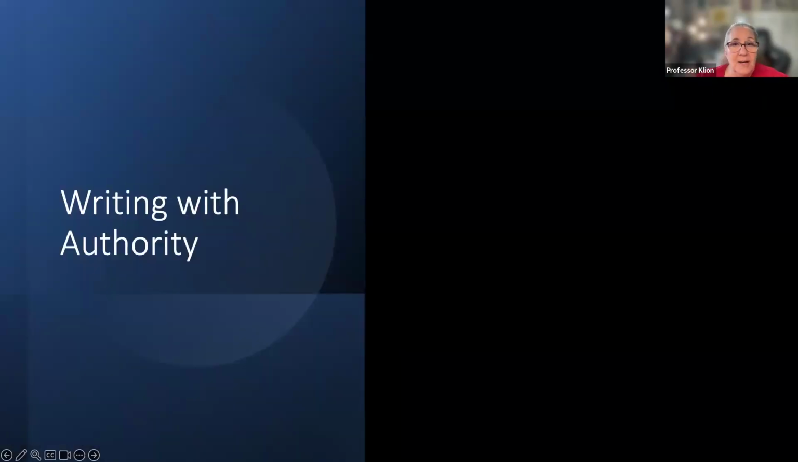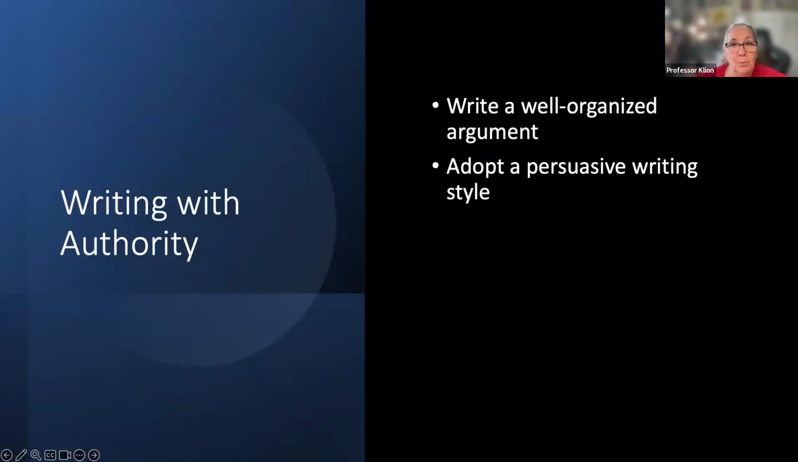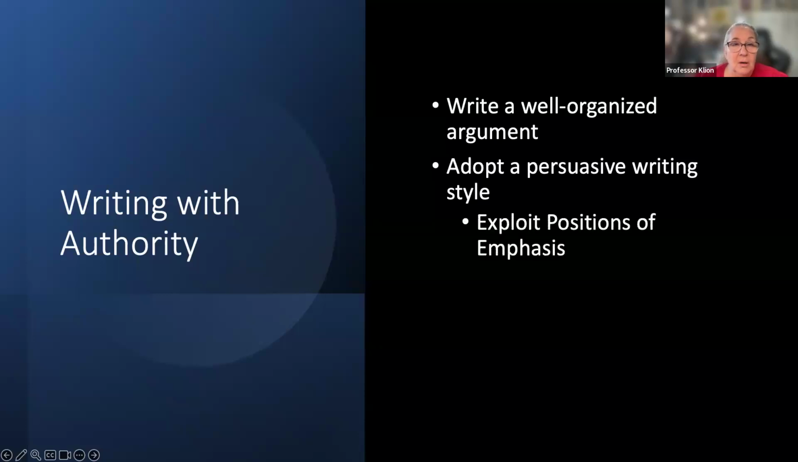So when you want to write with authority, the first way that you write with authority is to use plain English. The second is that you write with a well-organized argument. Then you can also adopt a persuasive writing style. When you adopt a persuasive writing style, there are certain tricks that you will learn, but we're going to start with one that's pretty easy, which is exploiting positions of emphasis.